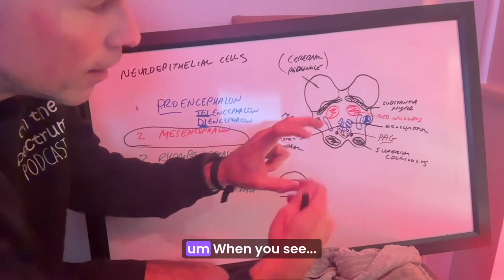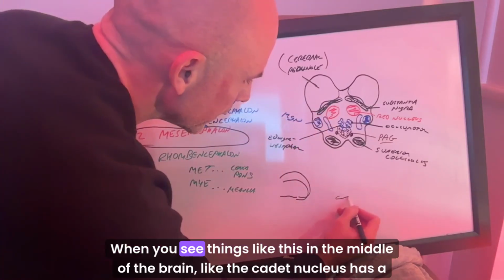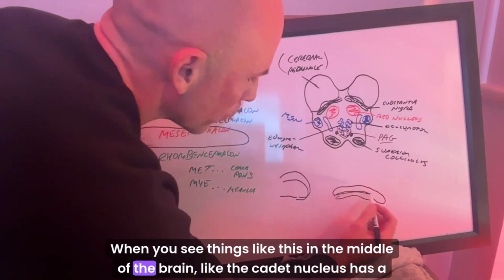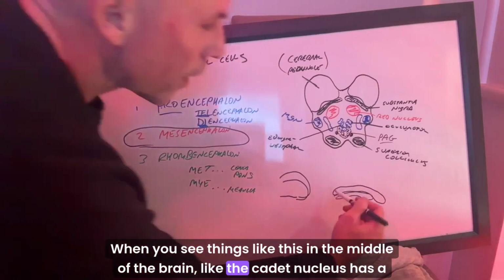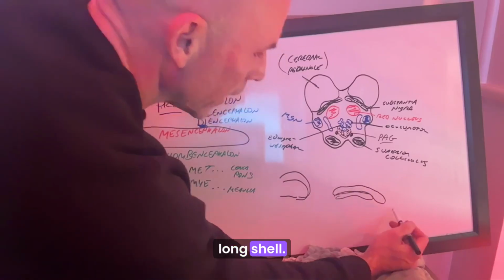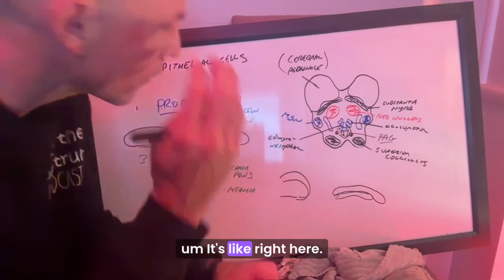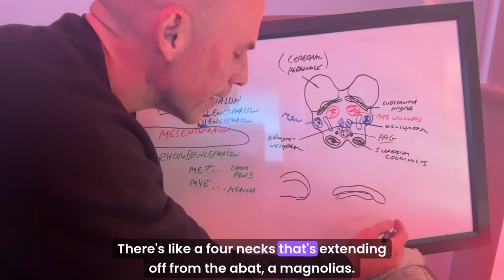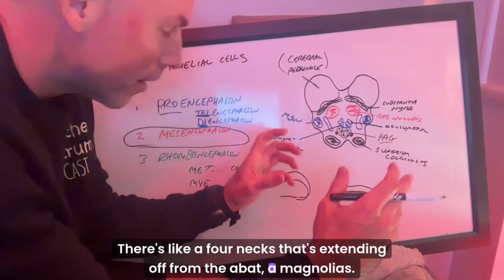Okay. When you see things like this in the middle of the brain, like the caudate nucleus has a long shell. It's right here. You can see these things. There's a fornix that's extending off from the amygdala.